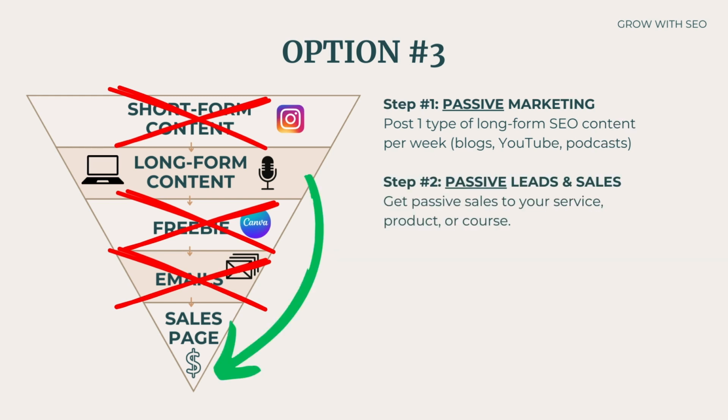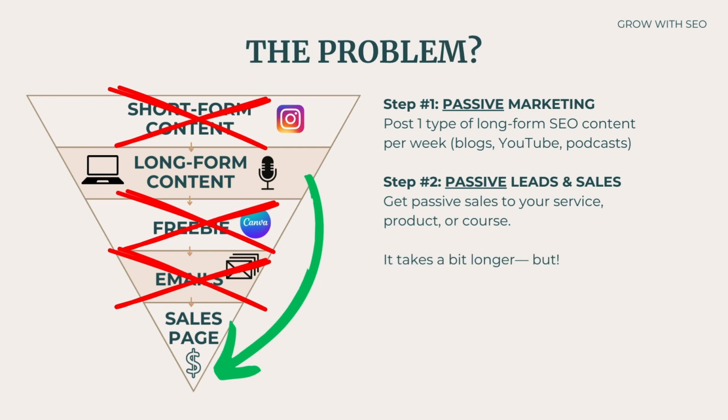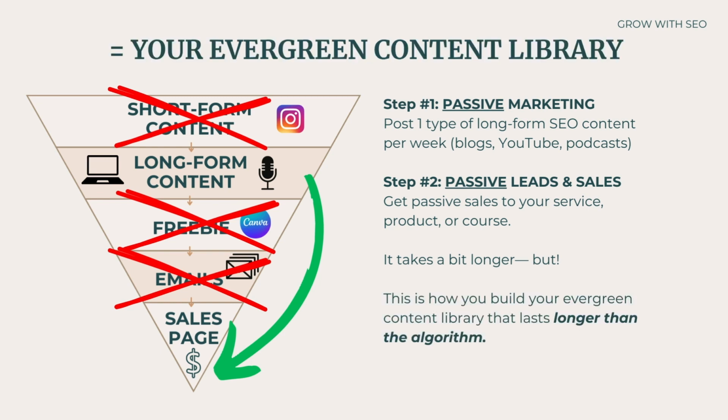So basically, you're passive marketing by posting one type of long form content that can be found on Google 2 to 3 years later can passively market to your sales page to get you passive leads and sales for your service, product, or course. Again, that's if your sales page does well. So the problem with this type of funnel is that it takes a bit longer for your SEO to start ranking, but this is how you build your evergreen content library that lasts longer than the algorithm.